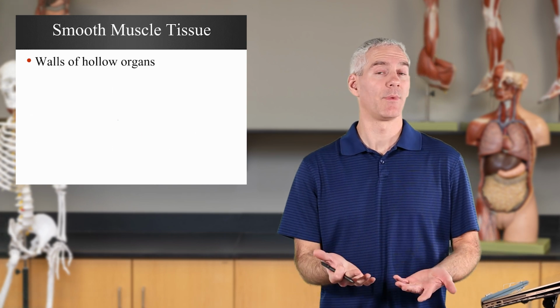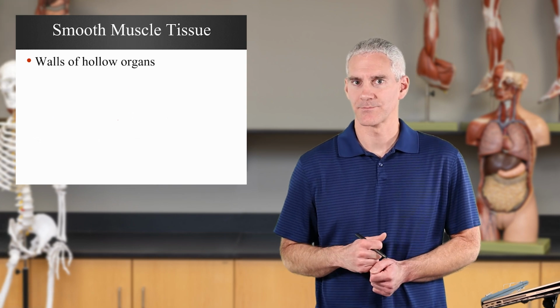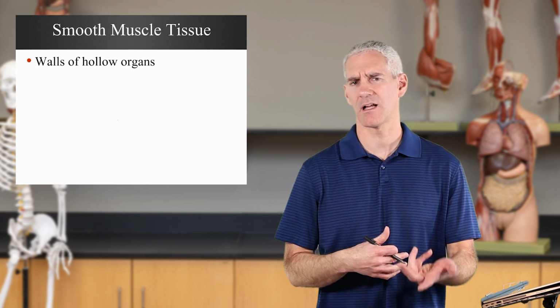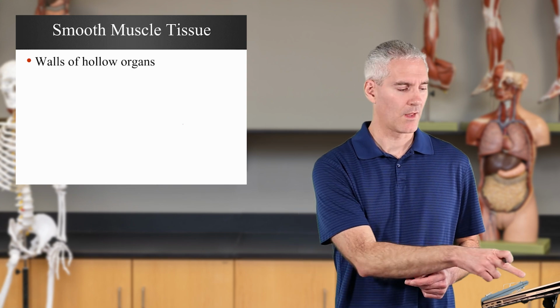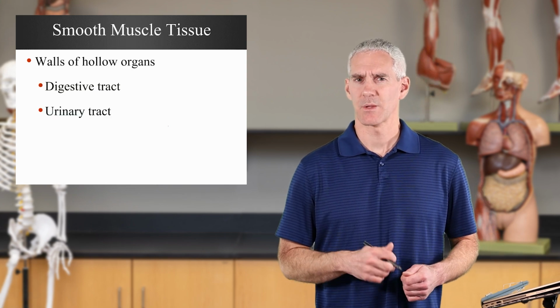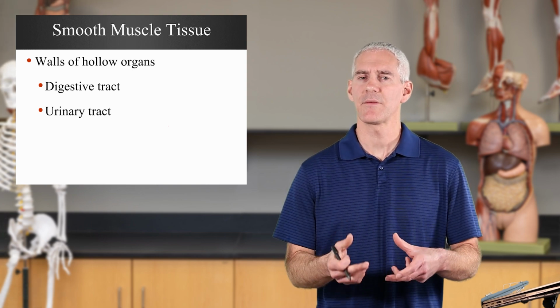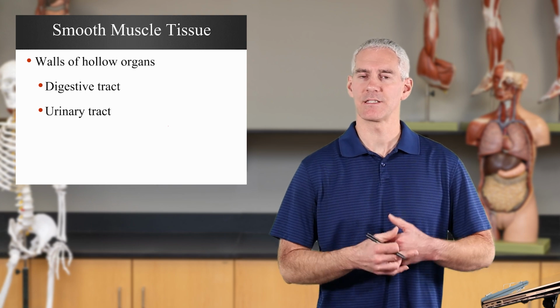All right, smooth muscle. Now, smooth muscle, we mentioned, are the walls of hollow organs around the stomach, the small intestines, large intestines, esophagus, around the arteries. Well, digestive tract, sure, mentioned all those. But urinary tract, think about the ureters, going from the kidneys down into the urinary bladder.